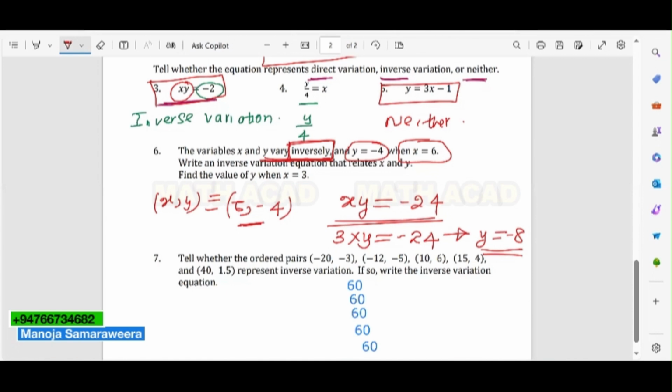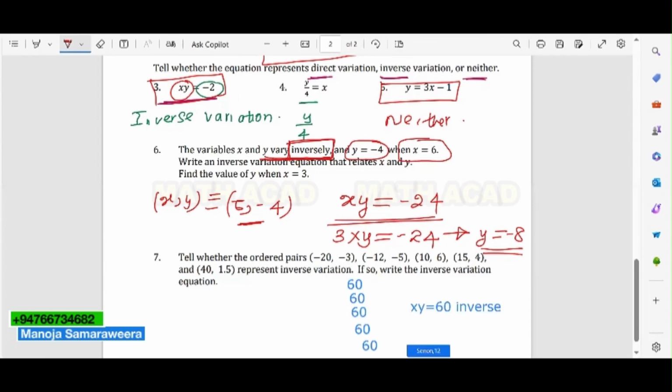Very good. So what is your conclusion? Is it inverse or not? Am I audible to you? Yes. I just typed it. Inverse. Good. Correct. So if so, write the inverse variation equation. Good.